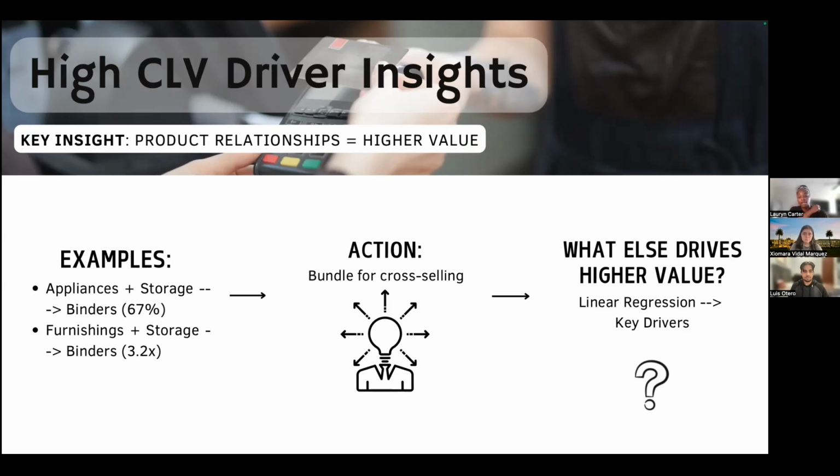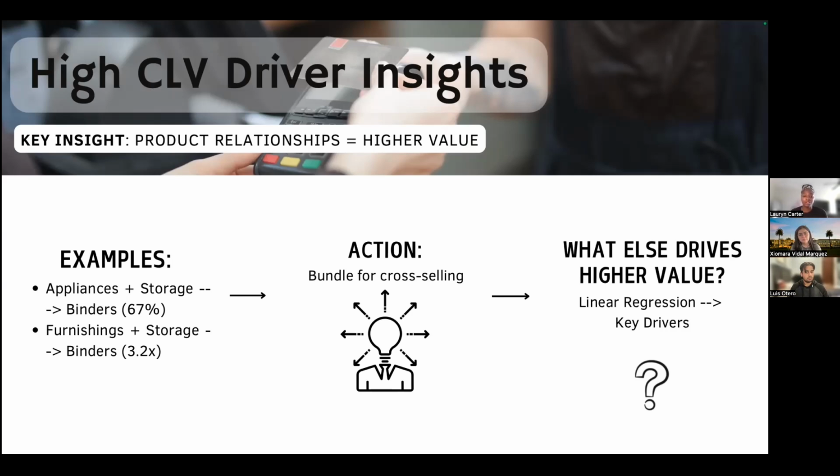So as we saw in Xiomara's analysis, a key driver we discussed is that product relationships drive value. We saw that specific product groupings increase transaction value. So we saw appliances and copiers and storage. When they were bought together, there was a 67% confidence they will also purchase binders. And when customers purchase appliances and furnishings and storage, there's a 65% confidence to buy binders and 2.2 times more likely to also purchase those binders.